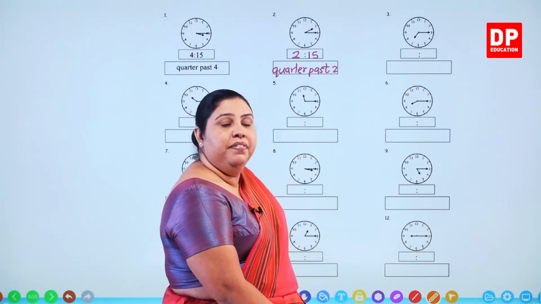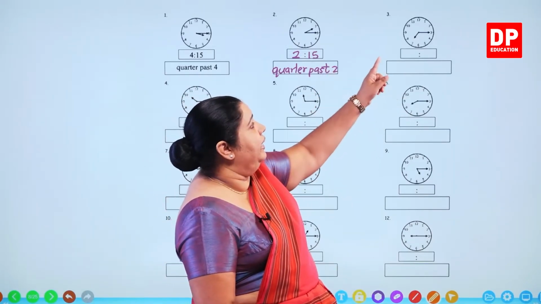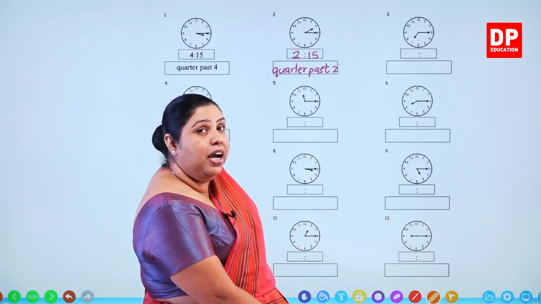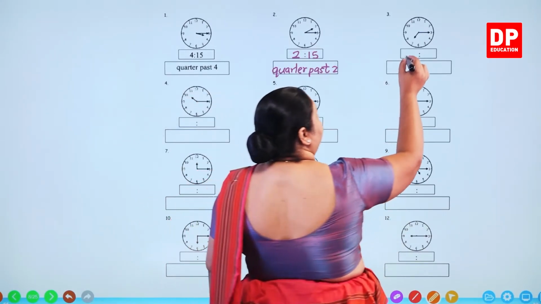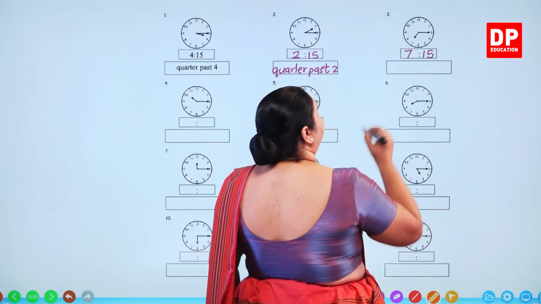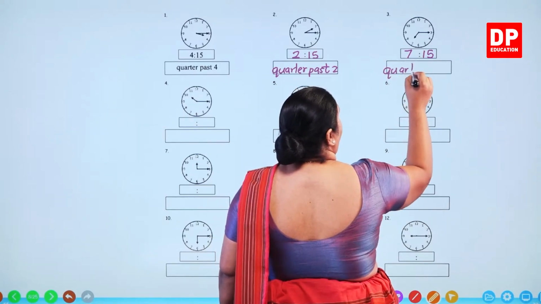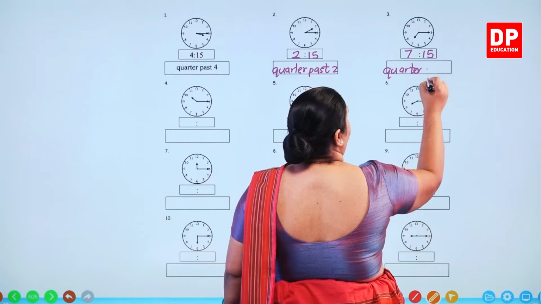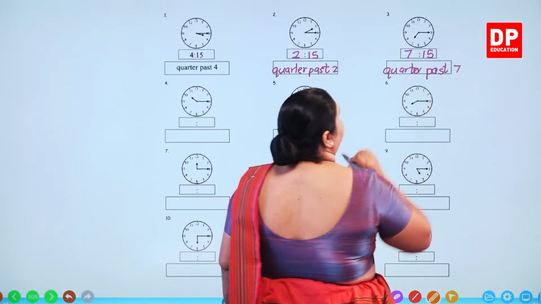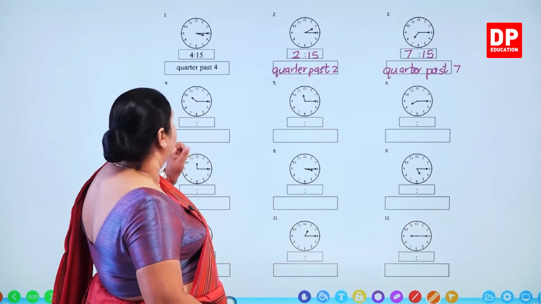What is the time? Where is the long hand? The long hand is in number 3 and the short hand is in number 7. So 15 minutes past 7. How do we write the time? Write the time. 7:15. Or we say quarter past. Quarter past. විනාඩි 15ක් පහු කරලා තියෙන්නේ. Quarter past 7. Let's take a look at the next one.